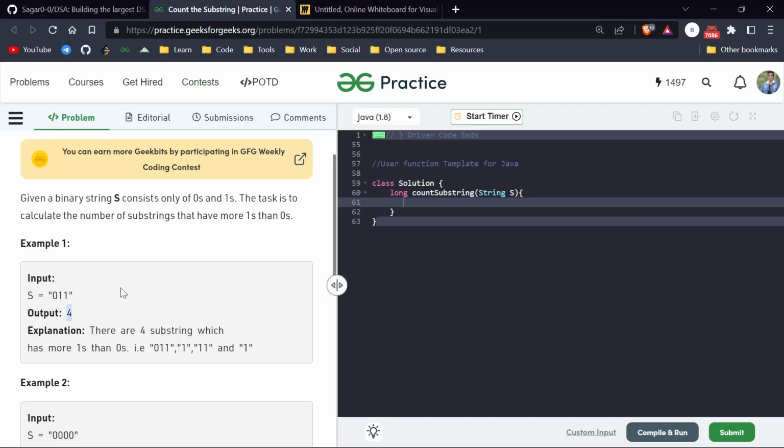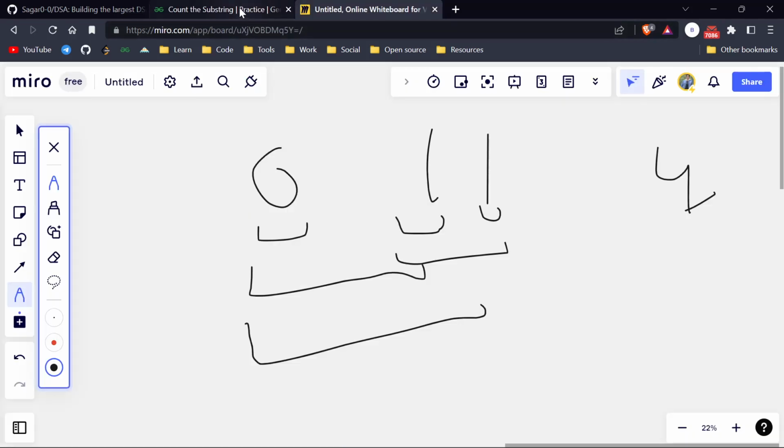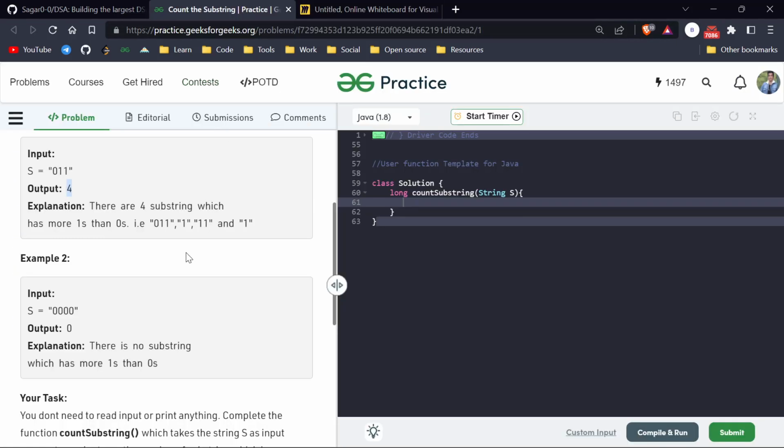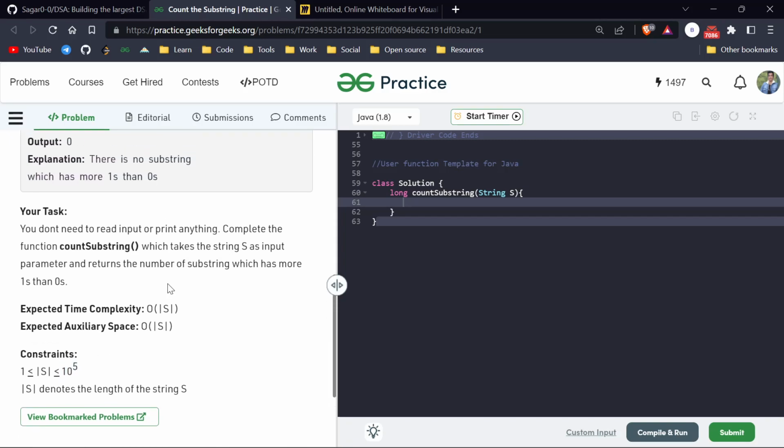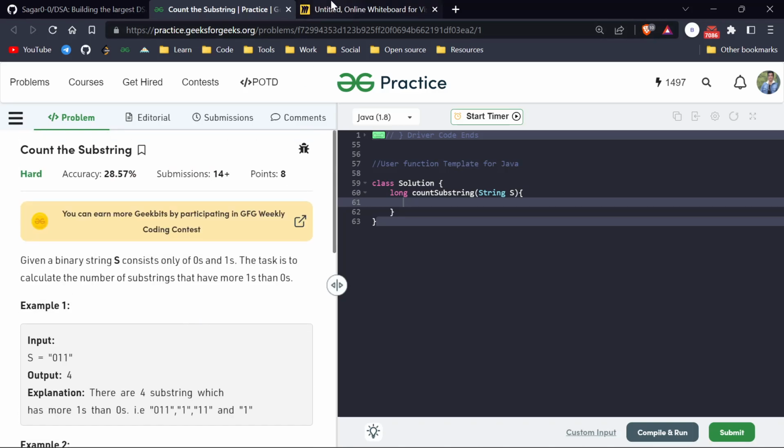Okay, so that is the brute force approach. We can just use two loops, but that approach will not get accepted because you can see the constraint here is 10 to the power 5. So you have to optimize it and do it in O(n) time. So how can you do it?